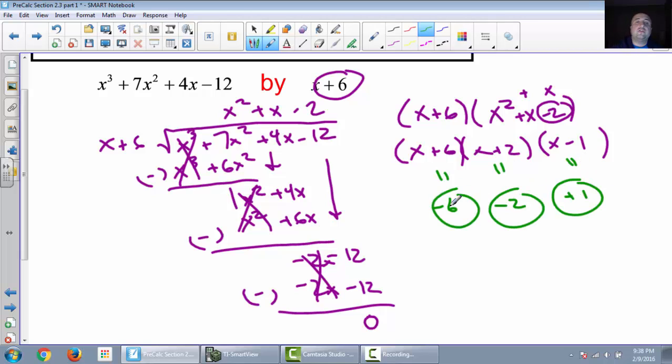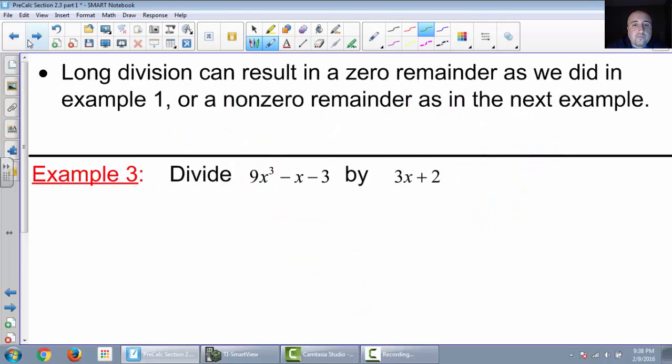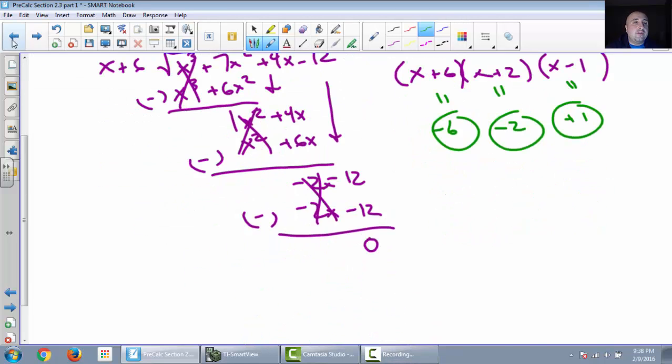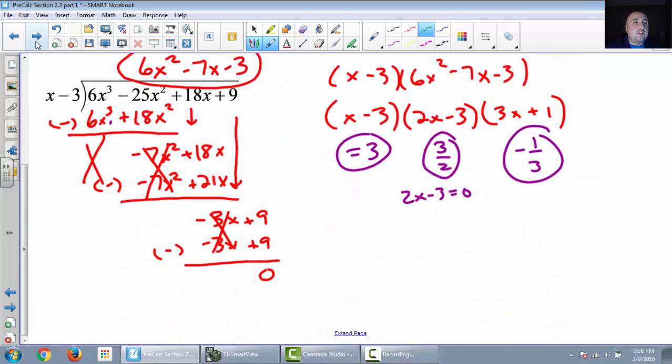Okay, we fully factored that long division problem. We know all the factors, all the x, and these are all x-intercepts of that original problem. Negative 6, negative 2, and 1. Okay? All right, so this one says, long division can result in a 0 remainder, as we did in example 1. So the last two, notice the last two problems, we didn't have any remainder. We got 0 at the bottom.